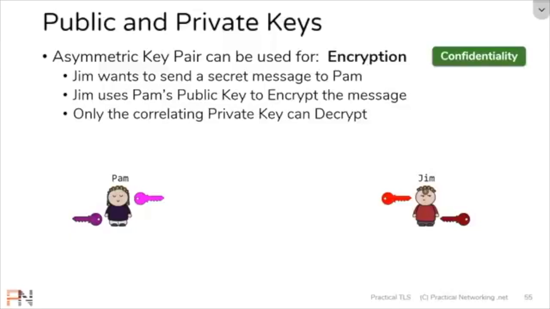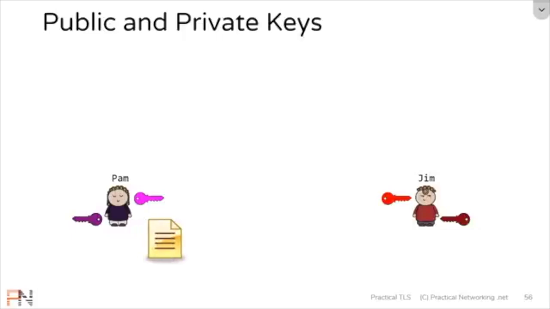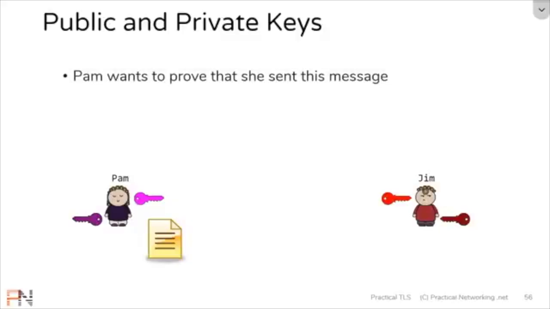Recall that confidentiality is the idea that the data is only accessible to the intended recipient. And we can use an asymmetric key pair to ensure data confidentiality. But that's not all you can do with a set of asymmetric keys. There's actually something else you can do, which is pretty cool. Let's say Pam now has a message for Jim. Let's say for this particular message, Pam doesn't care about the confidentiality, meaning she doesn't care who can read this message. But she definitely wants to prove that it was definitely her that sent this message.